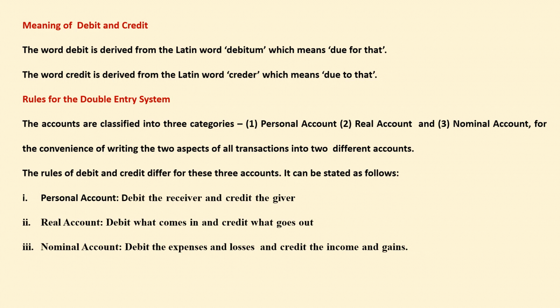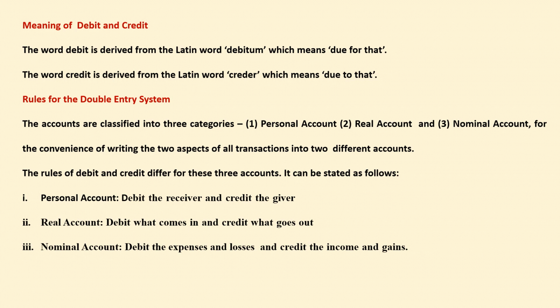The accounts are classified into three categories for the purpose of writing journal and ledger accounts. First one personal account, then real account, and third one nominal account. For the convenience of writing the two aspects of the accounting transactions, let us see the rules of debit and credit for these three accounts.